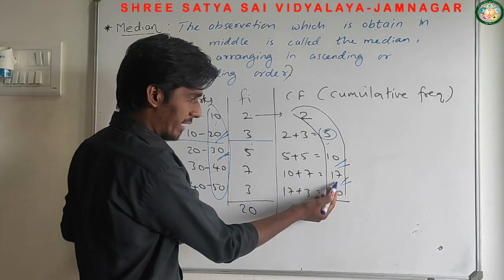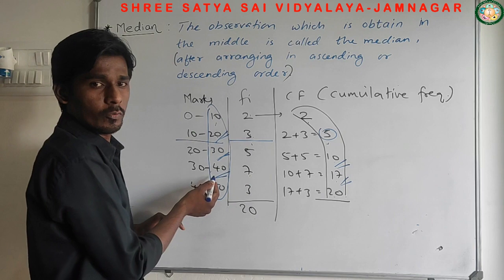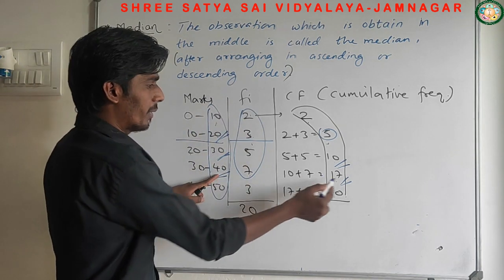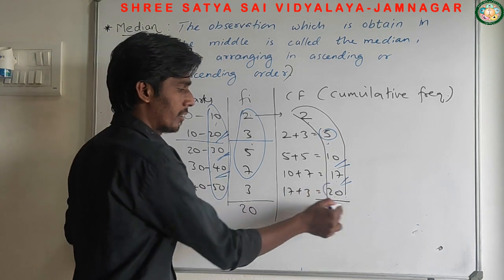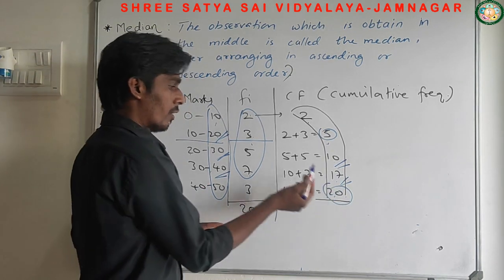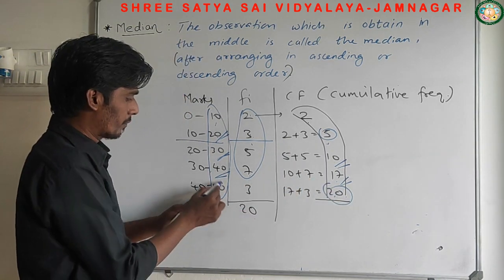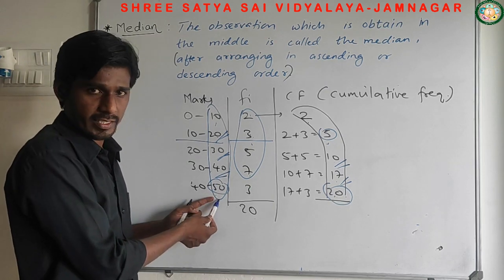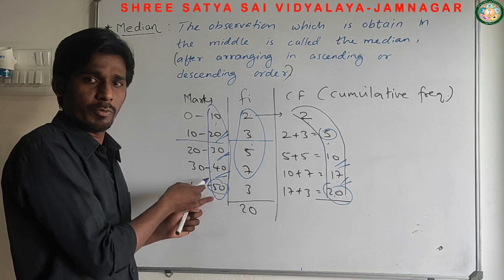Similarly, there are 17 students, those who scored below 40. So below 40 include all this number. How many are there? 17. And the last, all 20 students are there. So all 20 students will score what? Below or equal to what? 50, because it's 50 marks as maximum. So they can score below 50 only.